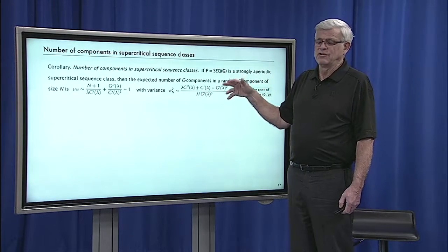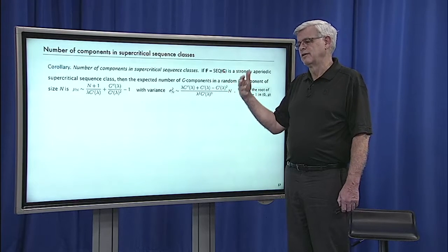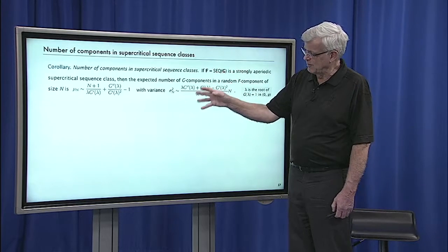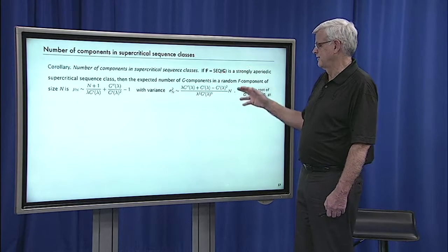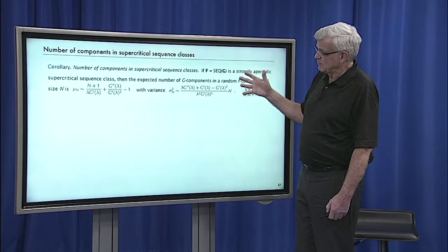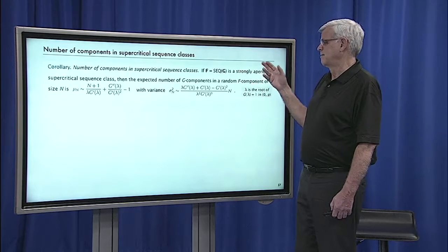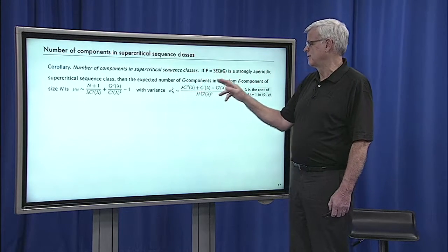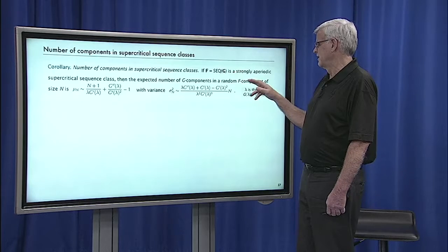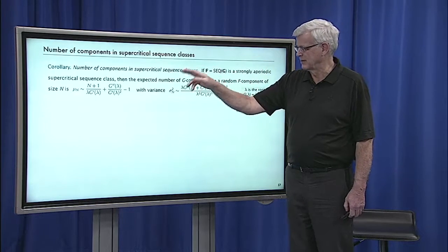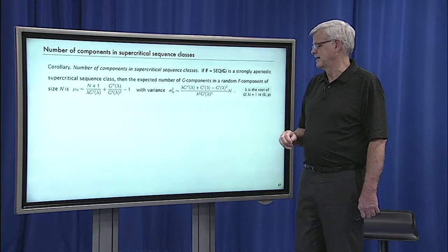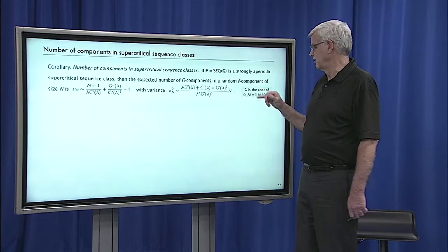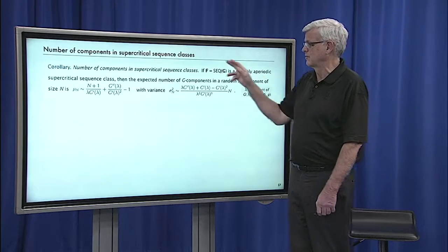And this really is just a generalization of the simple proof that we did for enumeration, just with the bivariate generating function, and I'll skip the details. But what we get is, if we have a strongly aperiodic supercritical sequence class, then we get the expected number of G components in a random F component. We get the expectation and the standard deviation. Again, all in terms of this lambda, which is the root of G equals 1 within its radius of convergence.